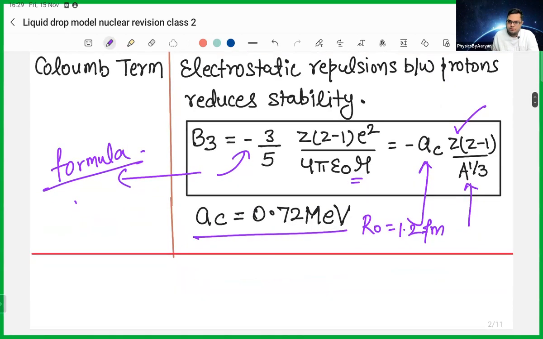Clear, everyone? Coulomb's term. We first had the basic term, which was the volume term. Then we saw two terms which were reducing the binding energy. One was the surface term, because nucleons on the surface experience less force. The second is the Coulomb term, because there is a Coulombic repulsion. Due to that also, the binding energy will decrease.